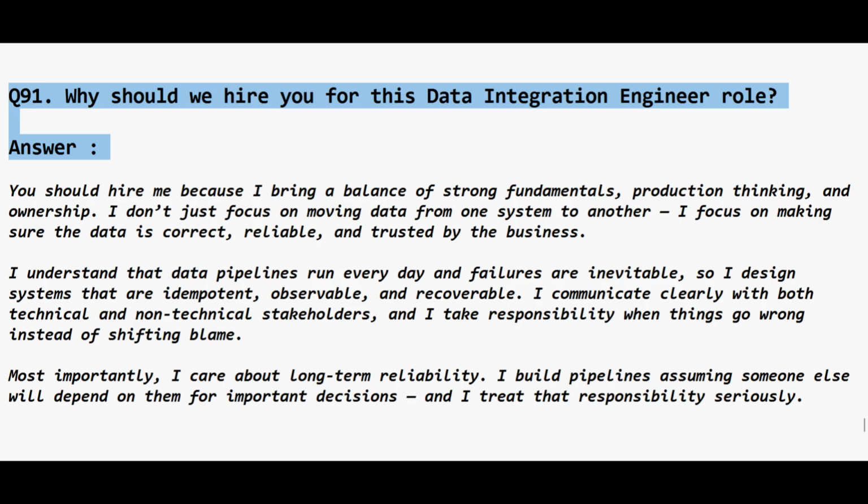I don't just focus on moving data from one system to another. I focus on making sure the data is correct, reliable, and trusted by the business. I understand that data pipelines run every day and failures are inevitable, so I design systems that are idempotent, observable, and recoverable. I communicate clearly with both technical and non-technical stakeholders, and I take responsibility when things go wrong instead of shifting blame. Most importantly, I care about long-term reliability. I build pipelines assuming someone else will depend on them for important decisions, and I treat that responsibility seriously.